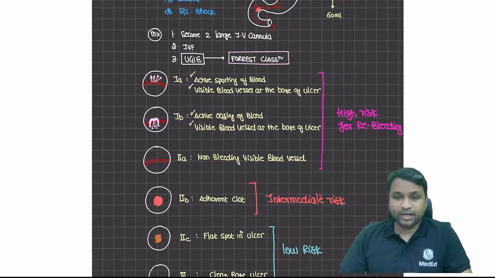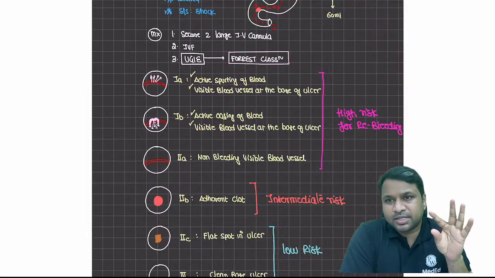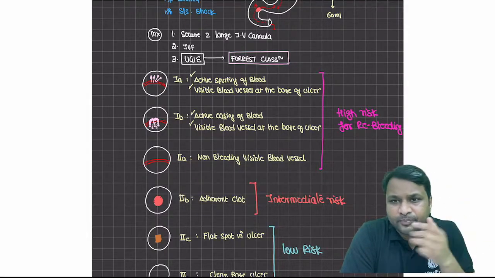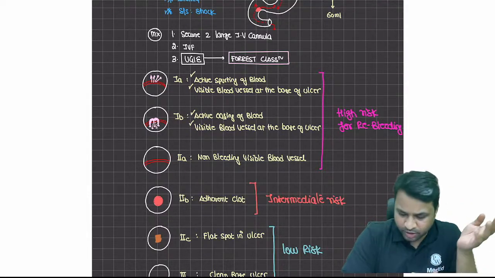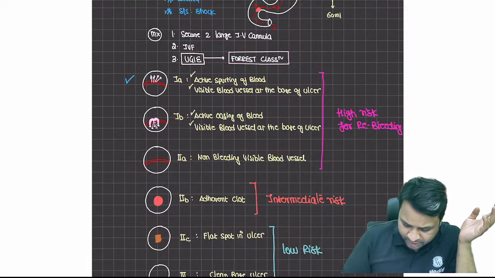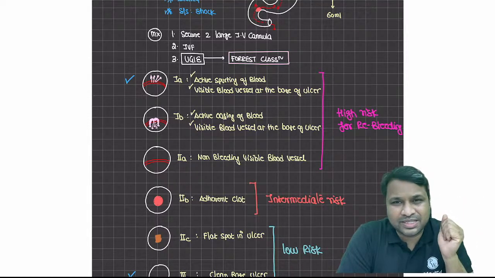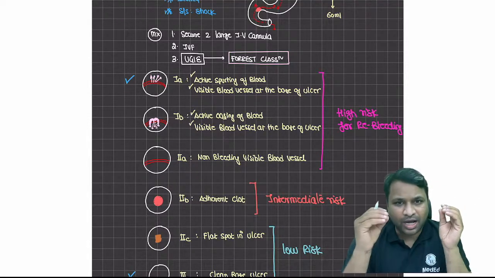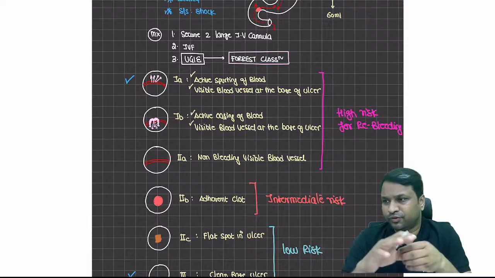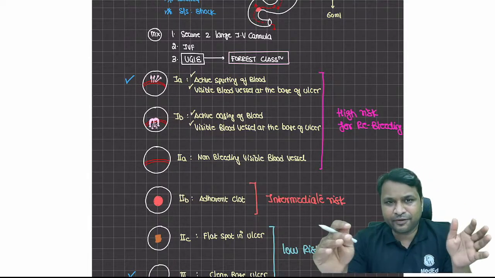Why do you have to read so many classifications in surgery? Beta, imagine there is an ulcer which is bleeding. How will you manage? Now, if you have a patient who is presented to you with 1A variety and you have a patient who is presented with type 3 variety, can you treat both of them the same way? The answer is no.